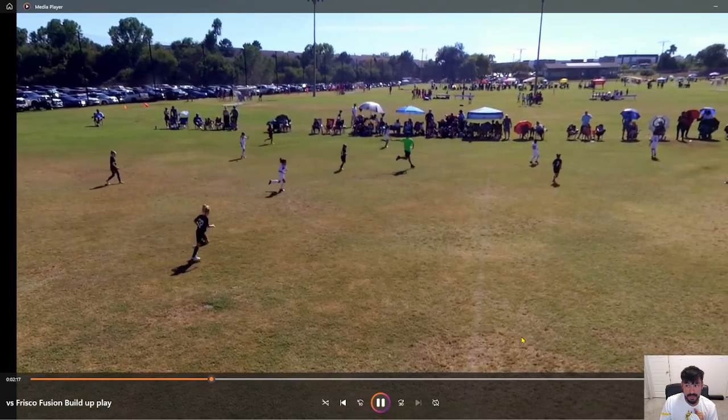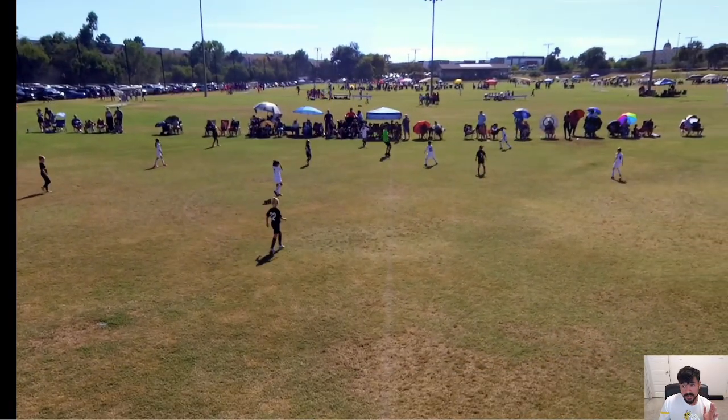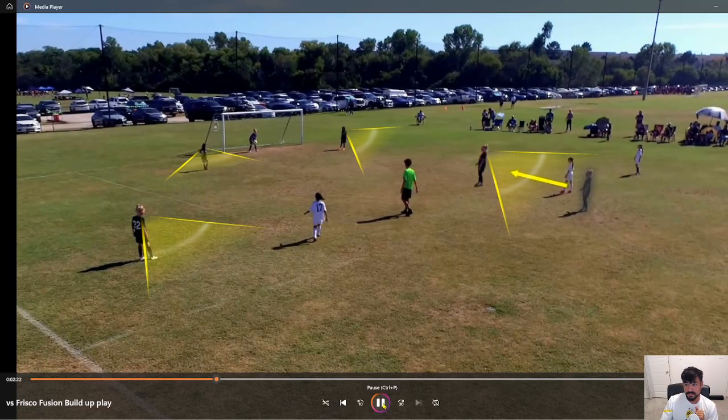Got to get a touch on that ball. But unlucky. So here we go again. Different clip. Now we have a new number 10.